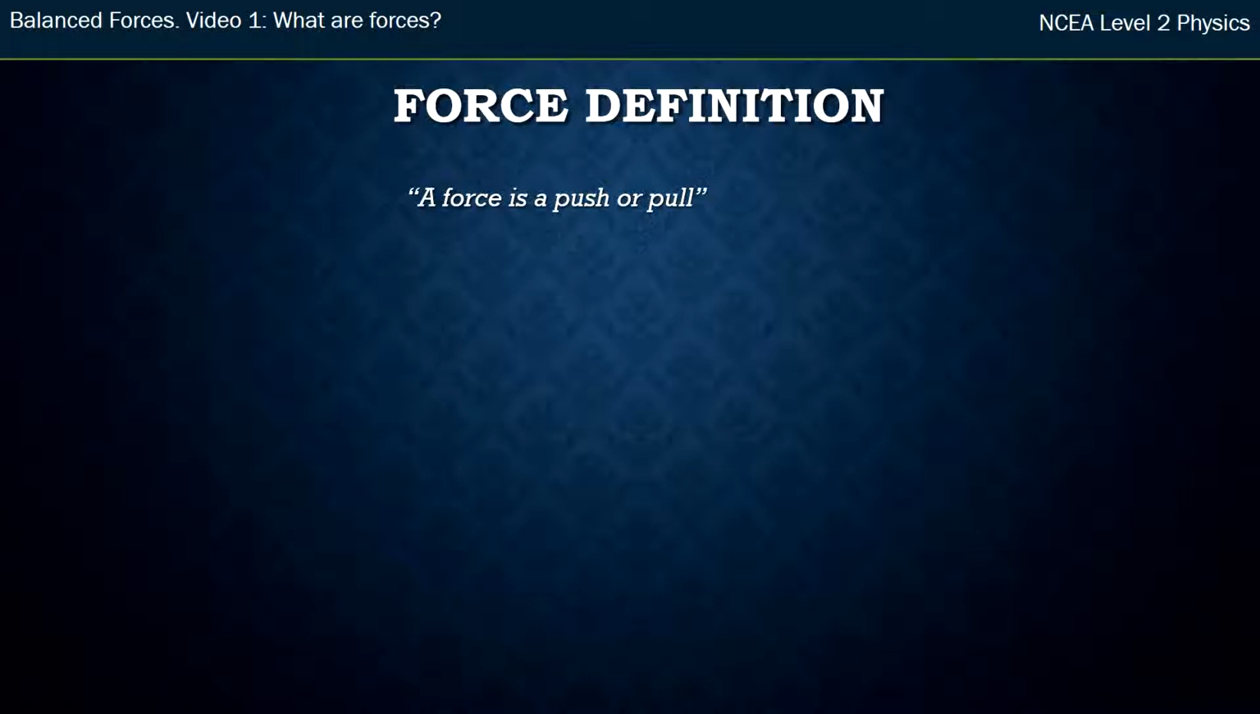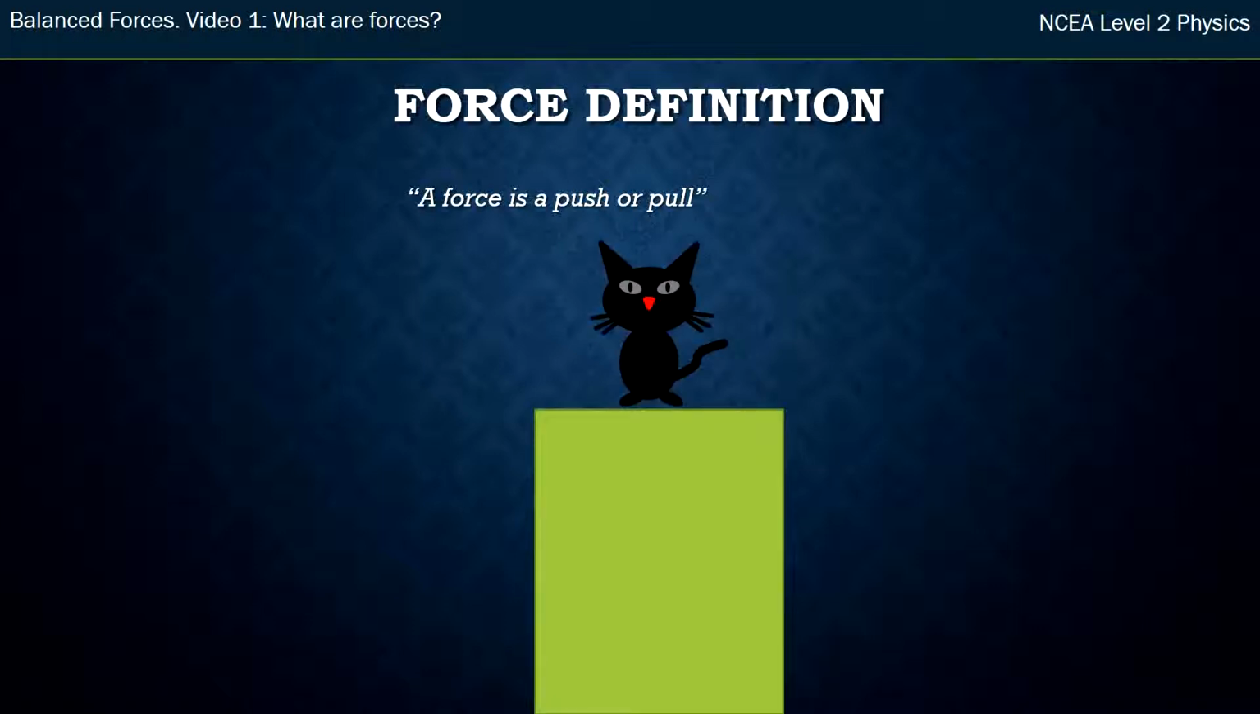Okay, so a definition you might have used in the past was a force as a push or a pull. So here we have a cat sitting on a box. The downwards force is the force of gravity, and the upwards force you might call the support force. Are each of these a push or a pull?